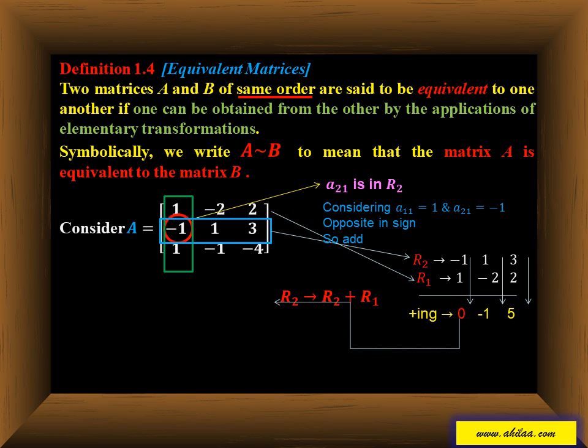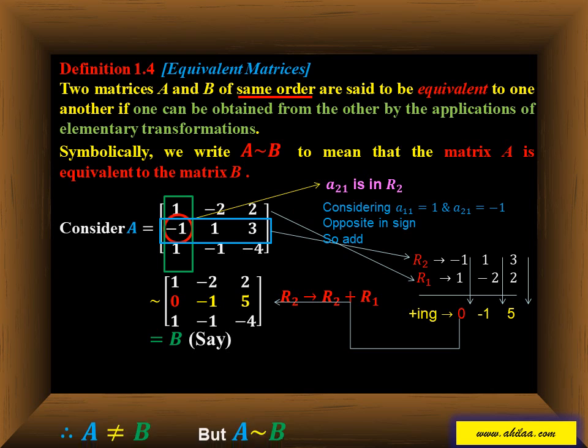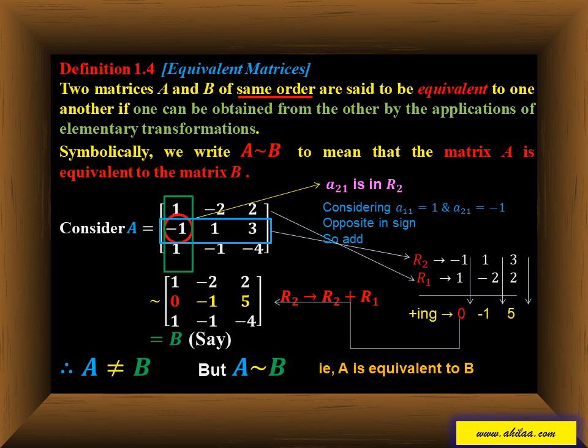Now replace these values in the matrix. Here I put the equivalent symbol, because the matrices are not equal. The first row I don't change, so I keep the first row as it is. Similarly, the third row also I keep as it is. But only the second row gets the value by adding R2 and R1. That is 0, minus 1, 5. So if I consider this matrix as B, I can say A is equivalent to B but A is not equal to B.